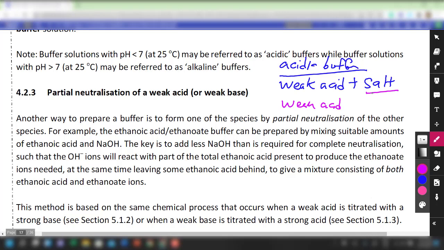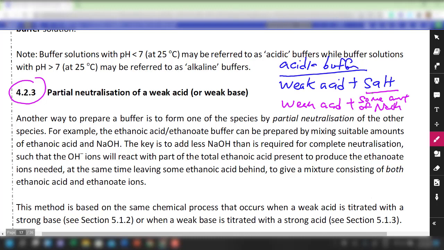Then I just add in some amount of sodium hydroxide, and the weak acid will undergo an acid-base neutralization reaction with the OH minus. In that case it will produce ethanoate anion, and the combination of the ethanoate and the remaining amount of ethanoic acid is also a buffer. So this is one way. In this case we can have weak acid plus some amounts of NaOH. This is the portion we are trying to discuss in 4.2.3.